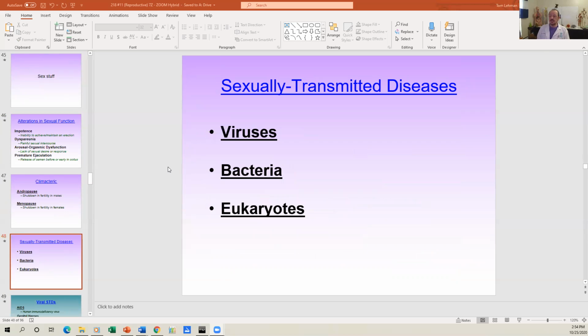We finally talk about sexually transmitted diseases. We're going to pick the most common ones. Now, look at your outline. That'll tell you which ones you need to study. You're going to group them into three big groups: viruses, bacteria, and eukaryotes. And that's going to be your most important priority, knowing which falls into which category.